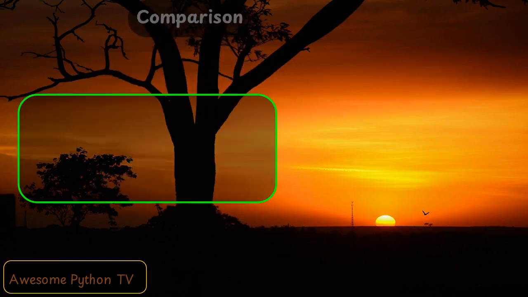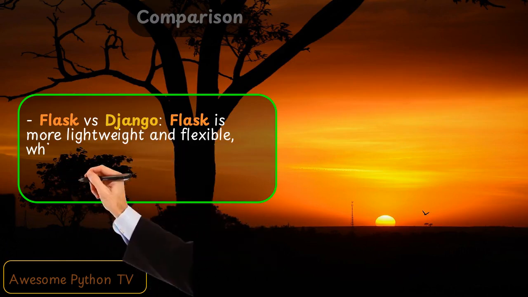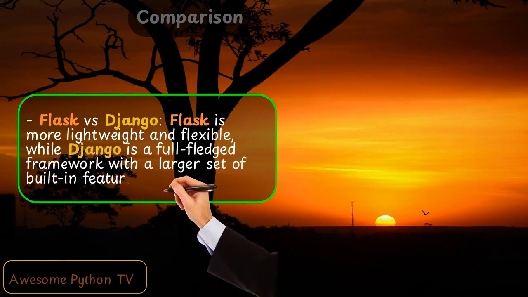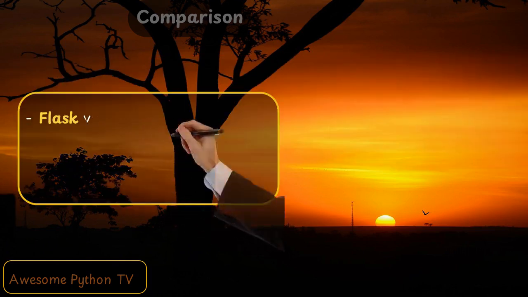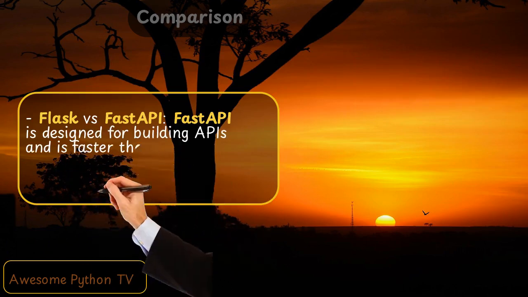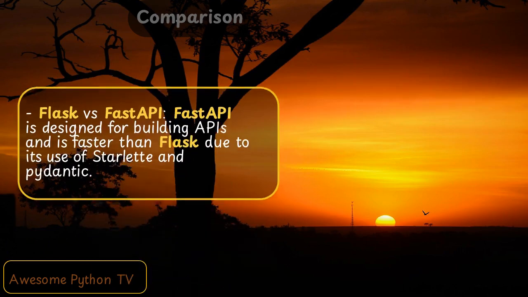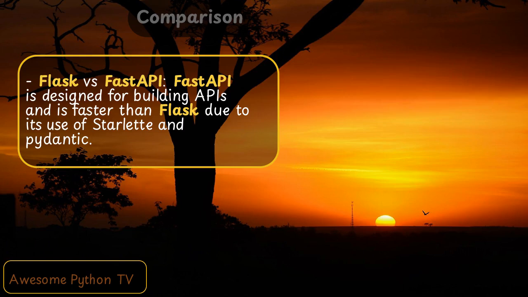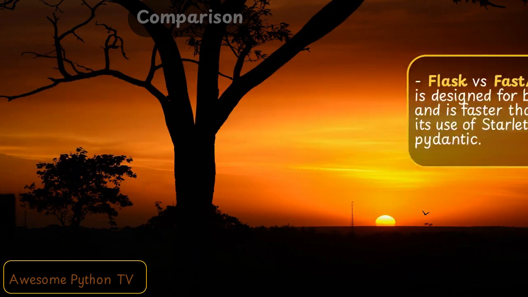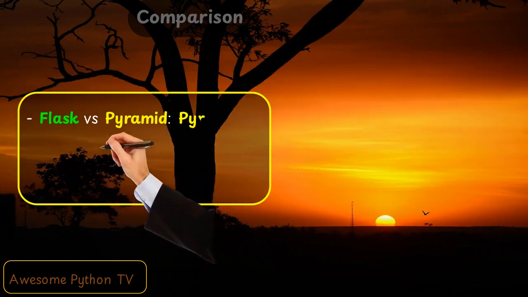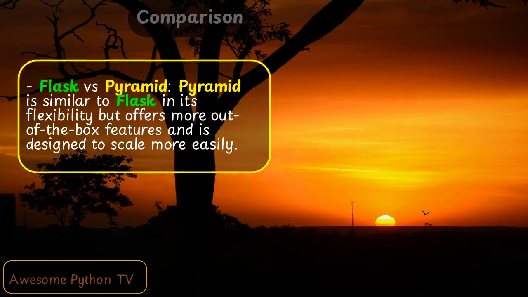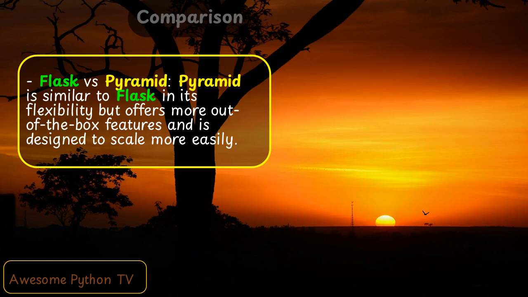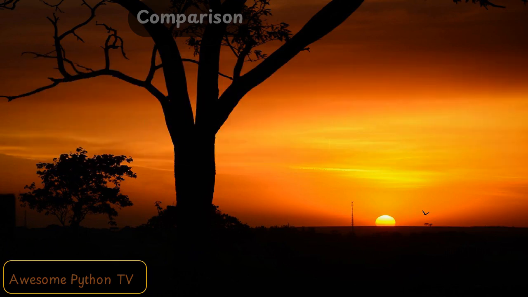Comparison. Flask versus Django. Flask is more lightweight and flexible, while Django is a full-fledged framework with a larger set of built-in features. Flask versus FastAPI. FastAPI is designed for building APIs and is faster than Flask due to its use of Starlette and Pydantic. Flask versus Pyramid. Pyramid is similar to Flask in its flexibility, but offers more out-of-the-box features and is designed to scale more easily.